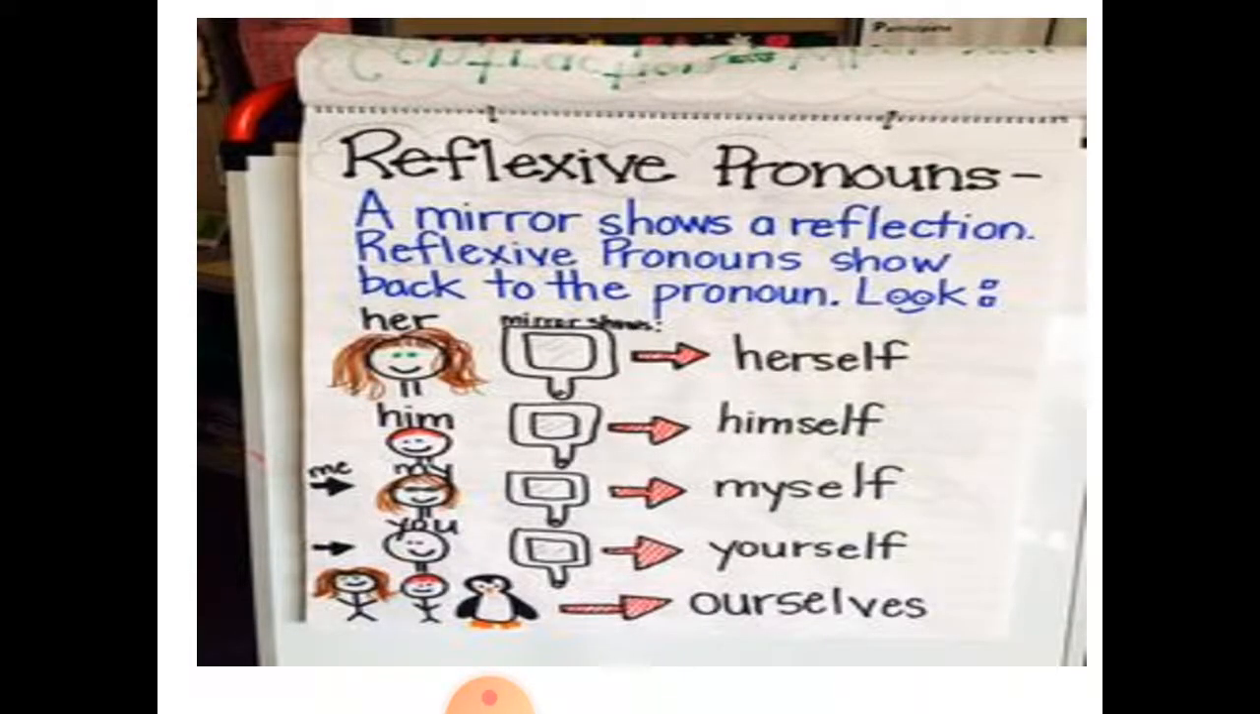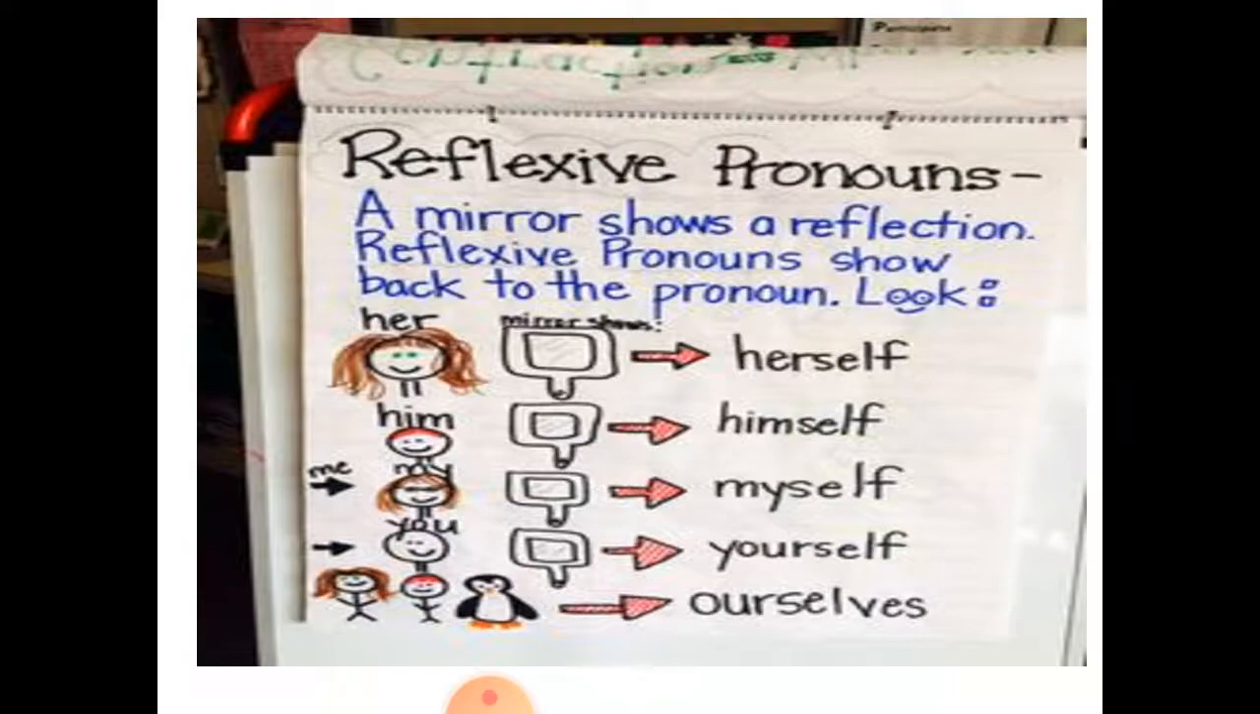Now reflection. Where do we see the reflection? We see it in the mirror. So a mirror shows a reflection. So the word reflection shows reflexive. So you can connect it with it in order to remember. So reflexive pronouns, they show back the pronoun. How do they show back to the pronoun?